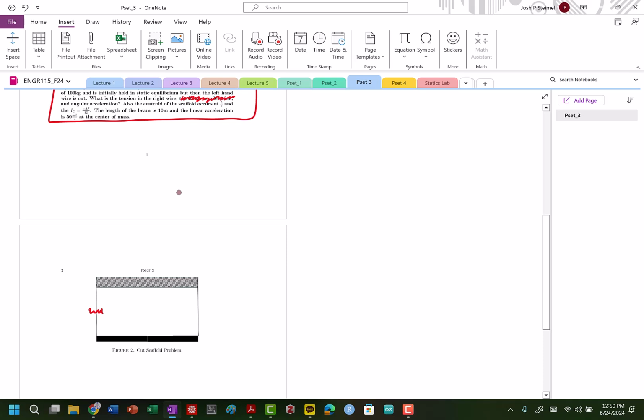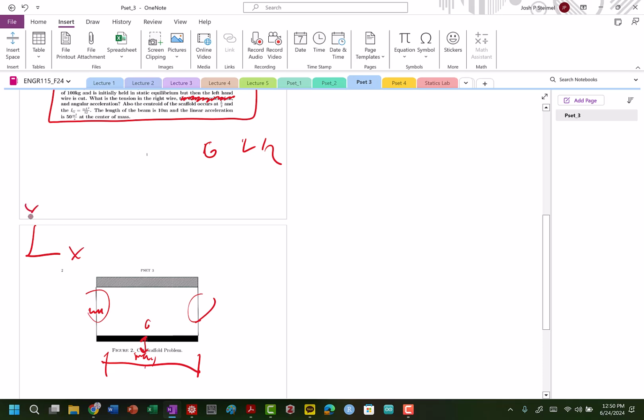The centroid occurs here. So we're basically at L over 2 with our length being 10 meters. The linear acceleration at this point G, so actually the point G occurs at L over 2. We're given IG, so we're told here that there is some linear acceleration, excuse me, MAY. So let's go ahead. We are going to ignore the mass of our wires. We're going to ignore any friction. We are going to consider the mass of our beam.